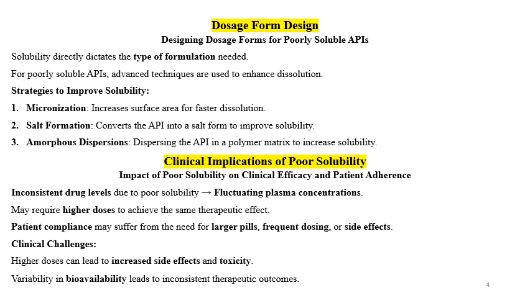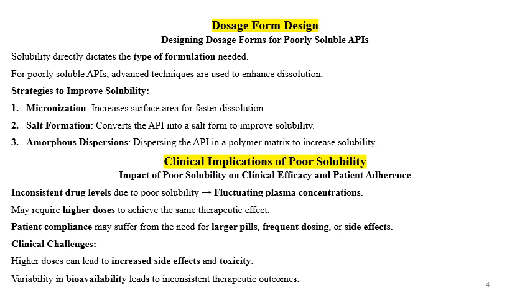Micronization means reducing the particle size of the drug substance and then using it in the formulation. Micronization increases the surface area by reducing the particle size, and it will lead to faster dissolution. Salt formation is related to work on the API. Through salt formation, the API is converted into a salt form to improve the solubility and dissolution. Amorphous dispersion is the technology which uses polymers, dispersing the API in a polymer matrix to increase the solubility, and that's why it improves the dissolution.